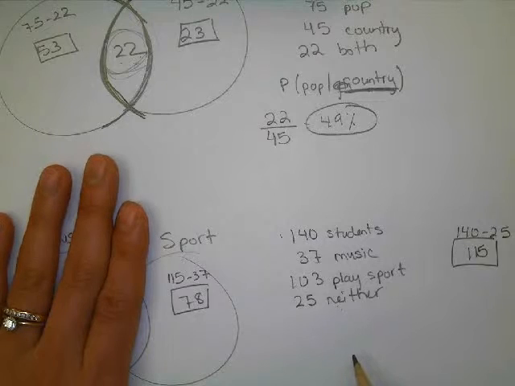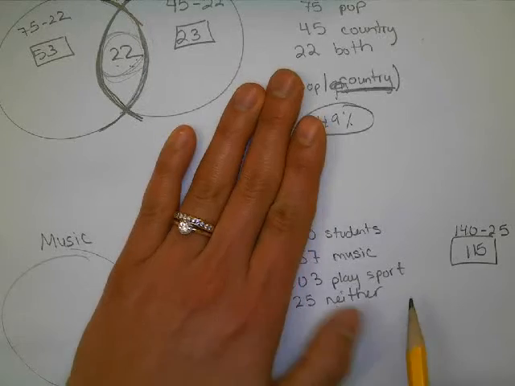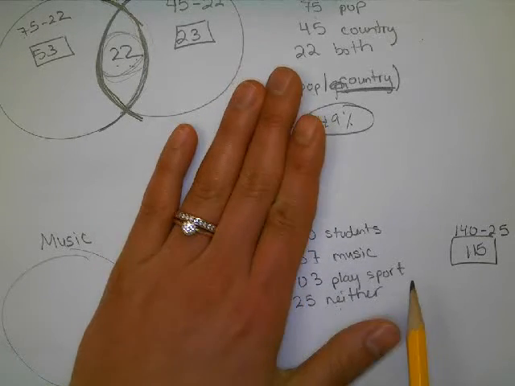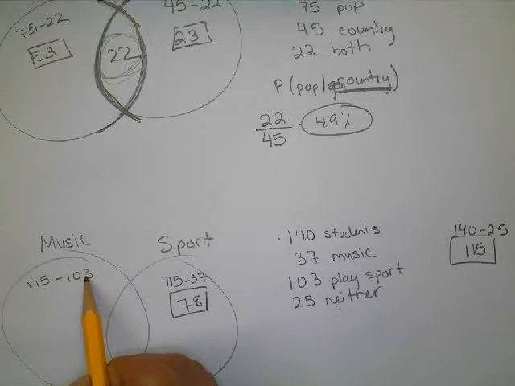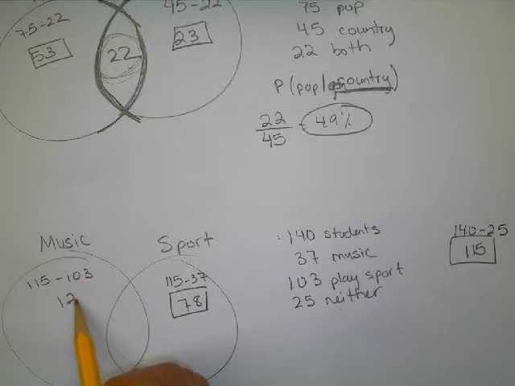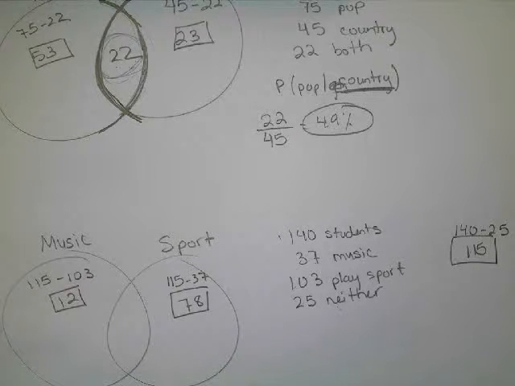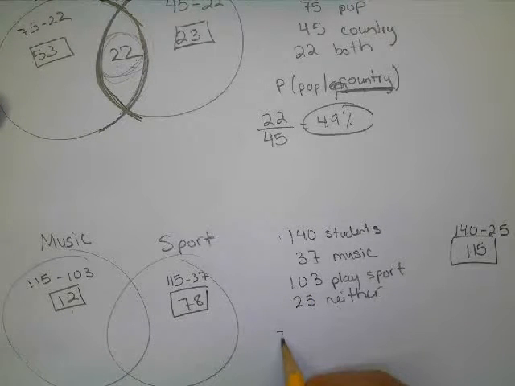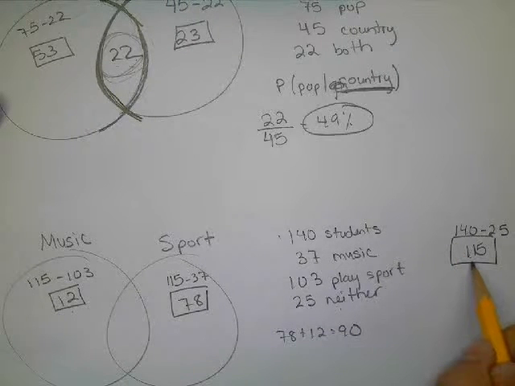Now I'll do the same thing to figure out how many people like music. If I take away all the sports people, which is 103, I take away all those sports people, 115 minus 103 leaves us with 12 people who listen to music. And now I can figure out what my overlap is. 78 plus 12 is 90 people, but we know that our circle is supposed to account for 115 people.